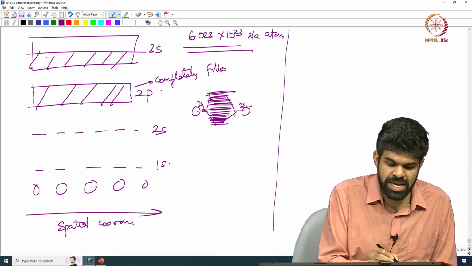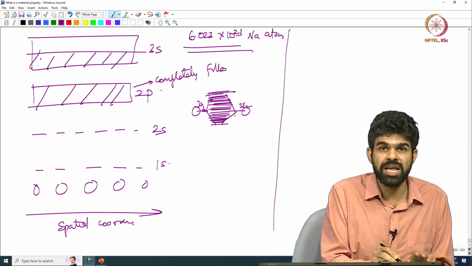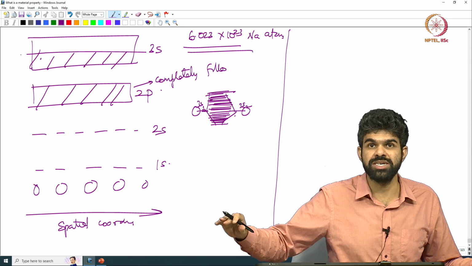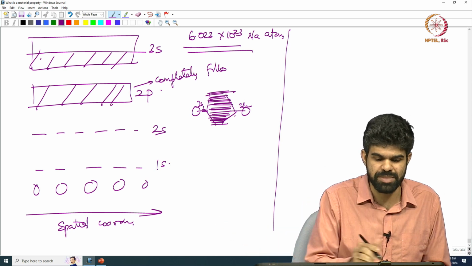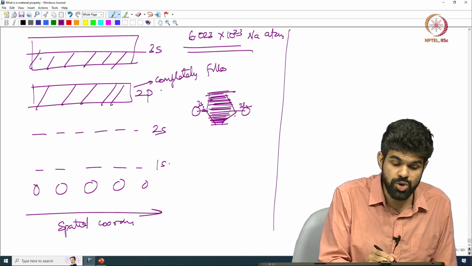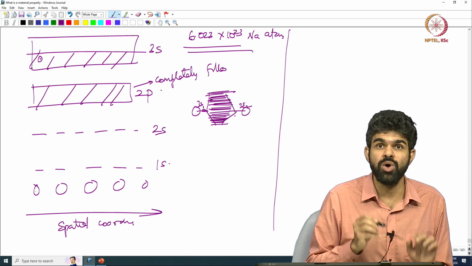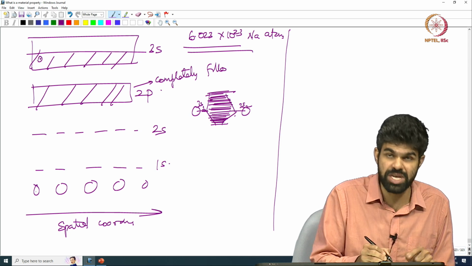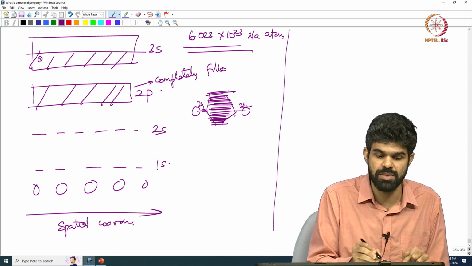If there is an electron in the 3s state, that electron belongs to the entire sodium solid. So, it belongs to all these atoms. I cannot really pinpoint and say you came from this atom. I cannot say that this electron came from this atom or that electron came from that atom.